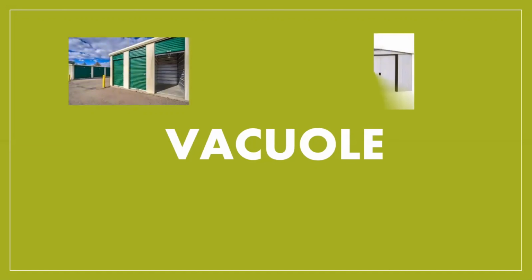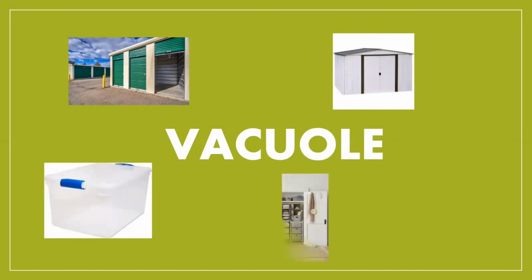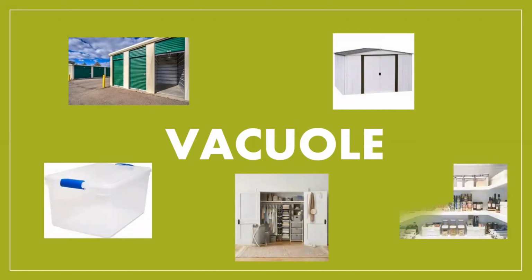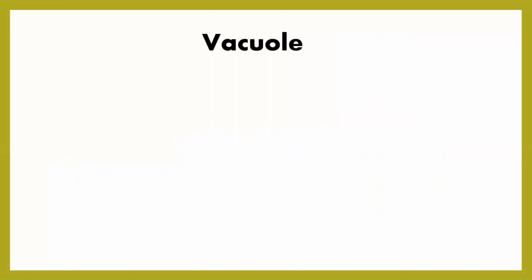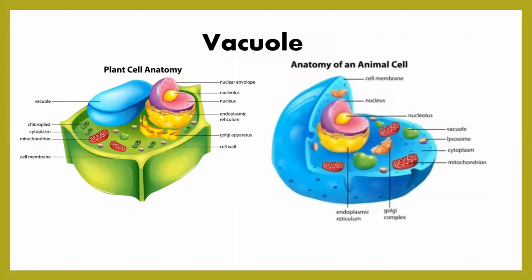Hi, I'm Vacuole. My main job is for storage. To make it easier, you can think of me as a storage unit, a storage shed, a storage container, a closet, and even a pantry. These are all for storage, and that's basically what I am. I am found both in plant and animal cells, and here I have circled where I'm located.